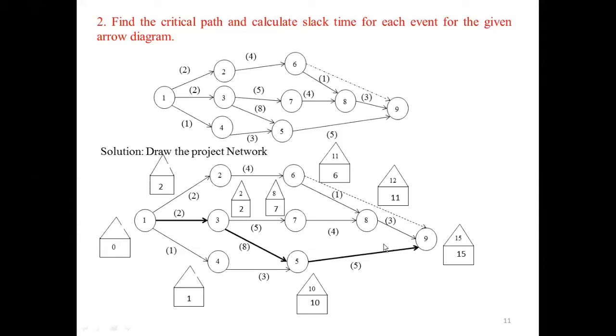Similarly, for other nodes, that is for node 4, you have 10 minus 3, you will get 7. For node 2, 11 minus 4, you will get 7.